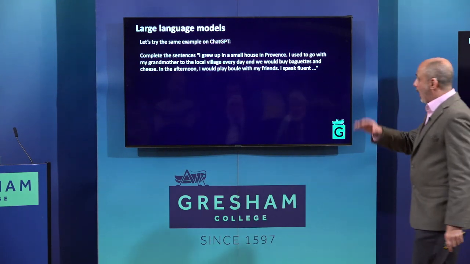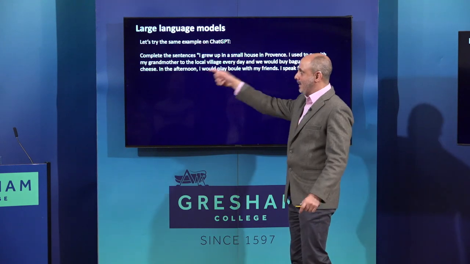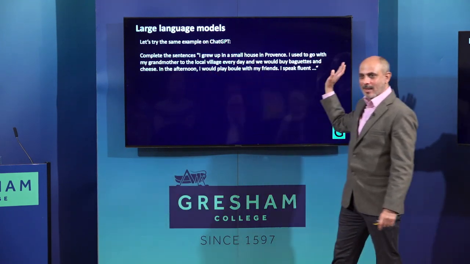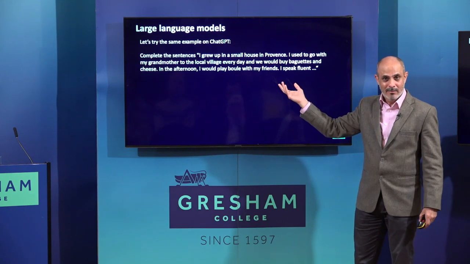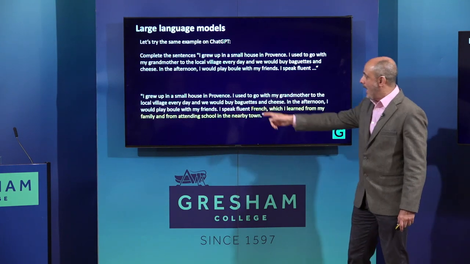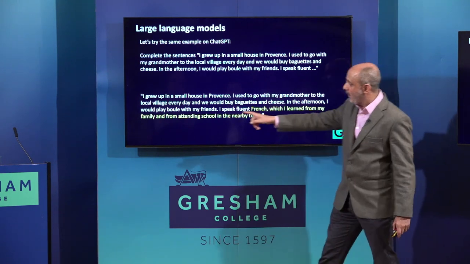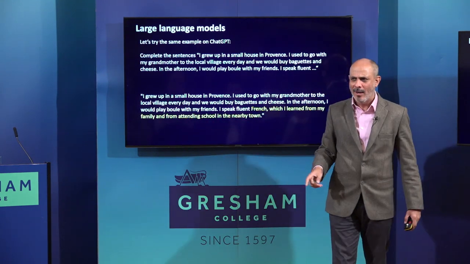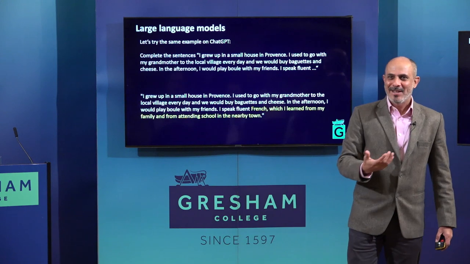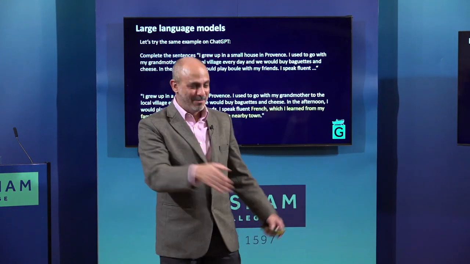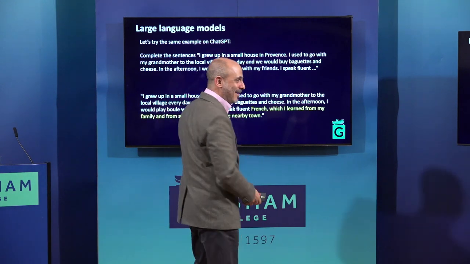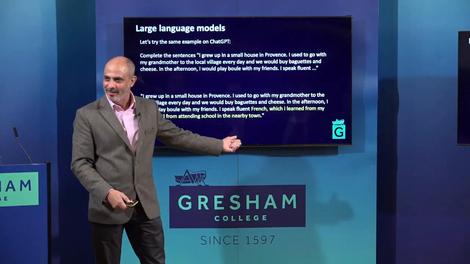So I tried this. I put in that sentence, with the instruction to complete the sentence, that's it. I expected it to say French. This is what it actually said: I speak fluent French, which I learned from my family and from attending school in the nearby town. I'm like, whoa, that was more than I asked for. Right? I just expected it to stop at French, but no, it went on with more details over here. Like, whoa, how did it do that?